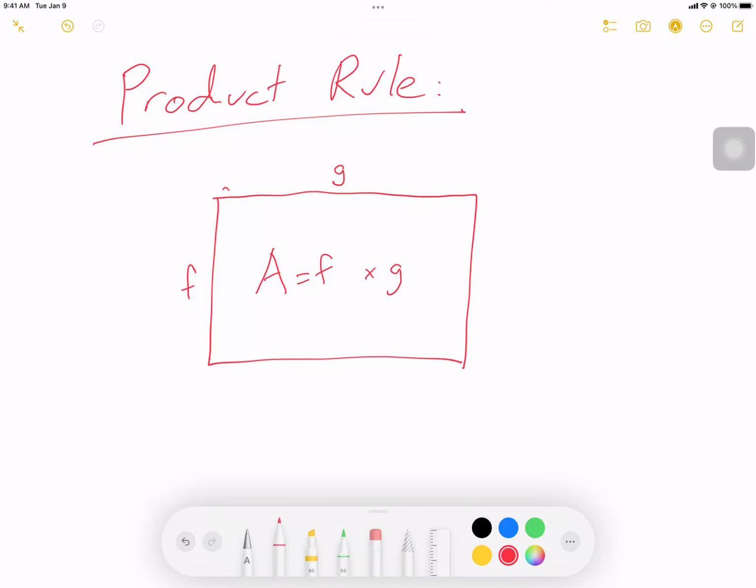Okay, so I want to explain where the product rule comes from. This isn't really a proper proof, but it's just going to show you a little bit that it's not entirely unexpected what we get when we try and work out the product rule.